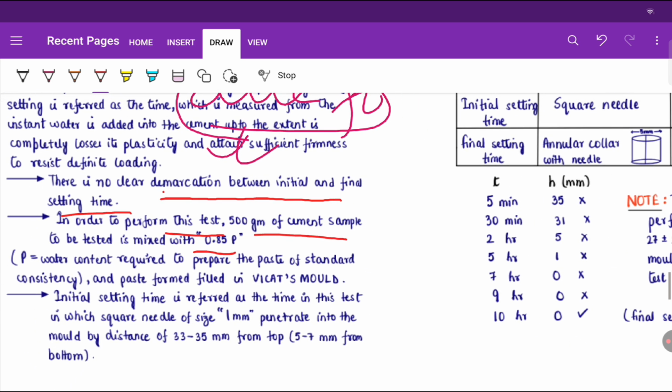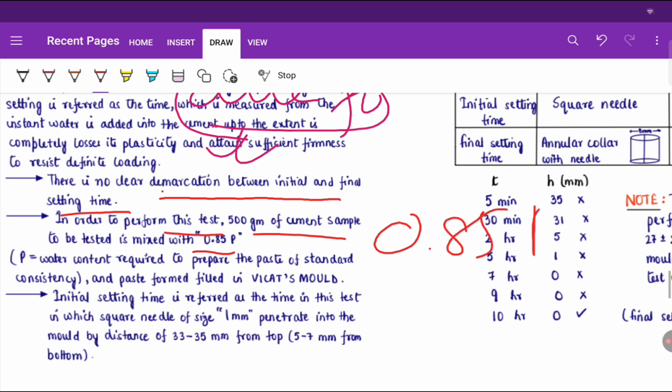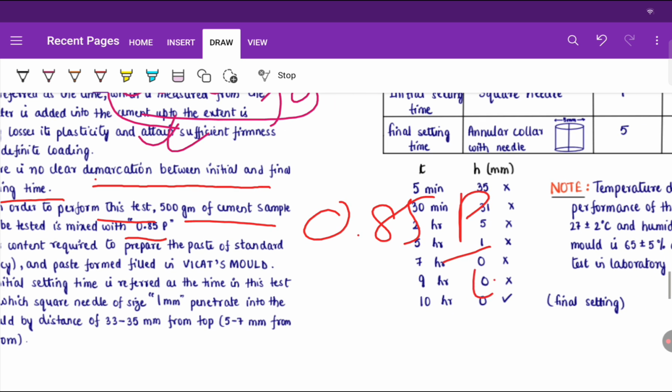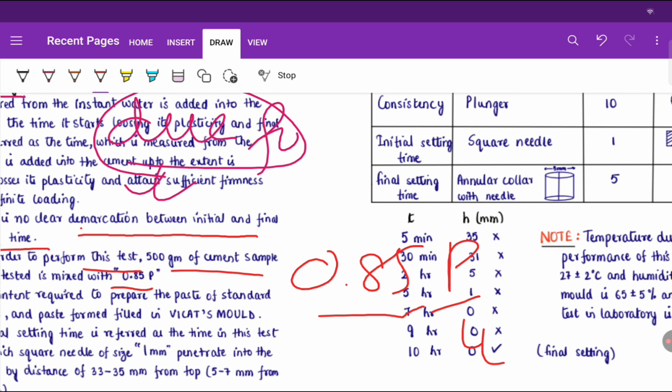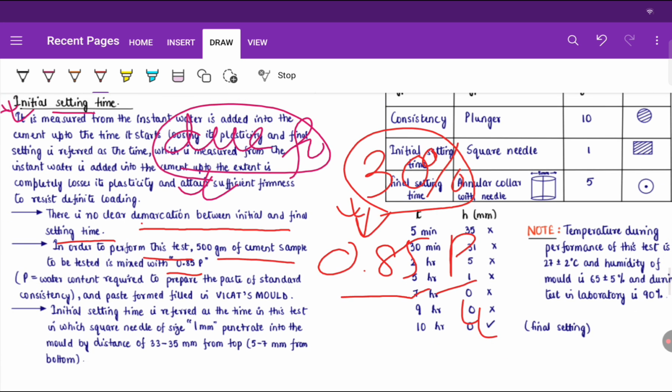water. The water quantity is 0.85 of P, right? So here P is standard consistency and we have to multiply 0.85 with standard consistency. In the previous test, the standard consistency test, if I get 30% of water for standard consistency, then we have to multiply 0.85 with that to perform this test, right?